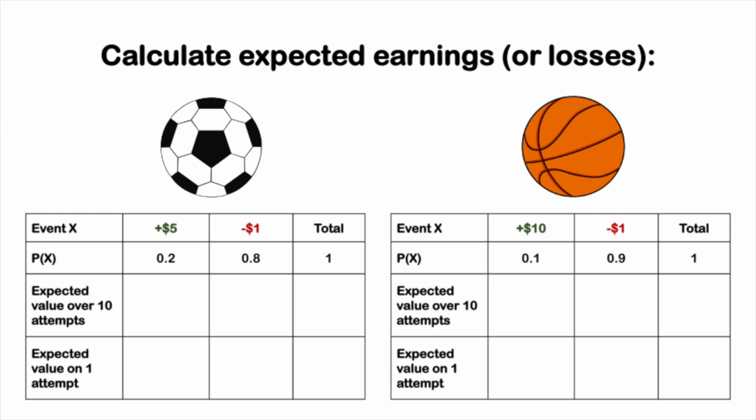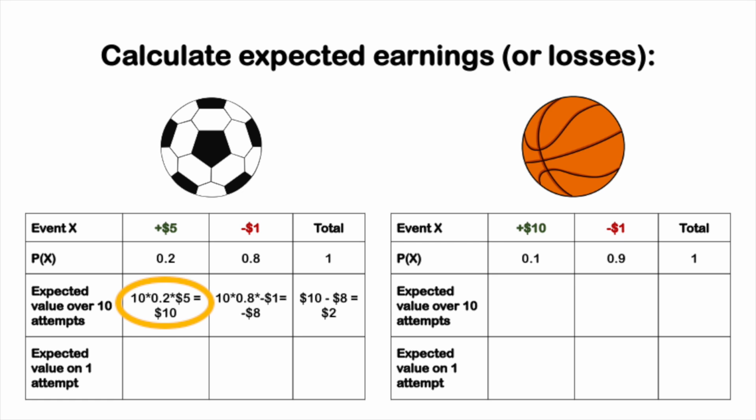Okay, are you ready? We expect 10 times 20%, or 2 successes, so we expect to win $10 from hitting the crossbar. And we expect to miss 8 times, so we expect to lose $8, and that gets us $2 total over 10 attempts.